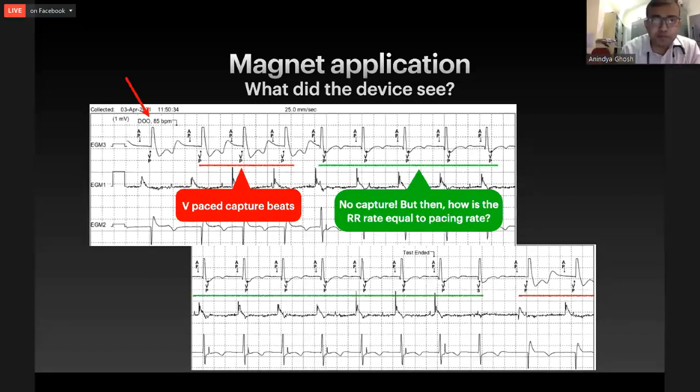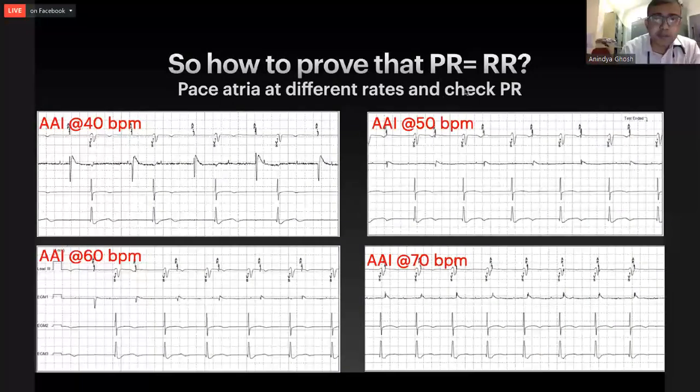So how do we prove that the PR is actually equal to the RR? Such long RR. PR is actually equal to the RR. How do we prove it? So we paced the atria at different rates and checked whether the QRS rate, the RR rate, was driven by the atrial pacing rate. Only then it would prove that the ventricular stimulus, the narrow QRS complexes, were actually the result of an atrial depolarization which is being conducted antegradely. And that's what we found.